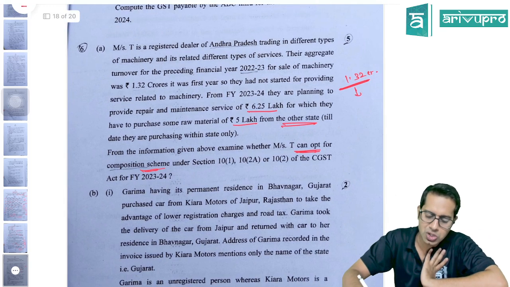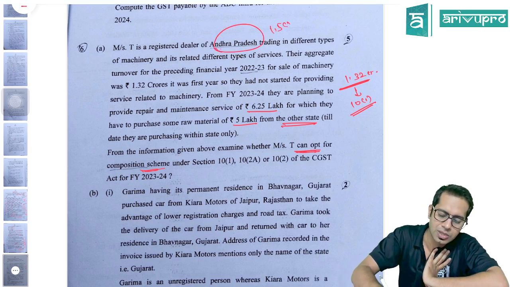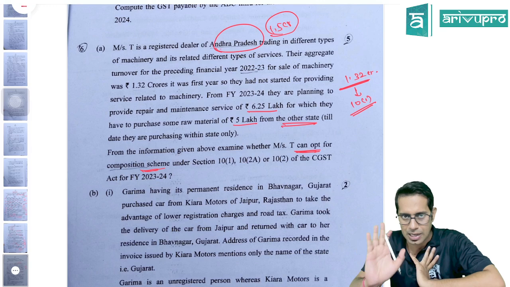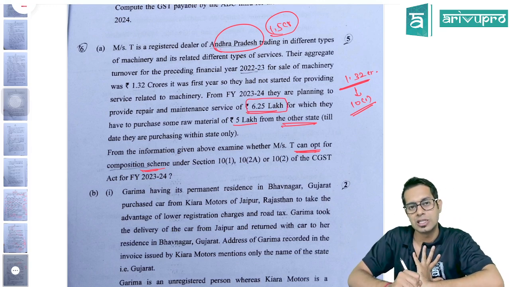Can he become a composition dealer, sir? As per section 10 subsection 1, yes, he can become a composition dealer, because for Andhra Pradesh the turnover limit is how much, sir? 1.5 crores. Yes, he can become a composition dealer, but in the current year he is going to supply services of 6,25,000.